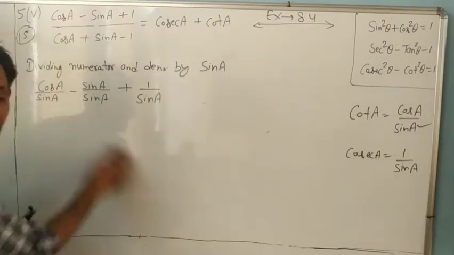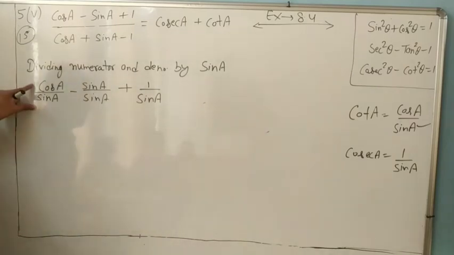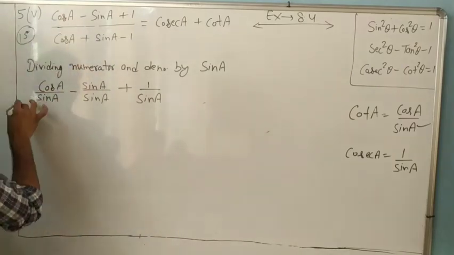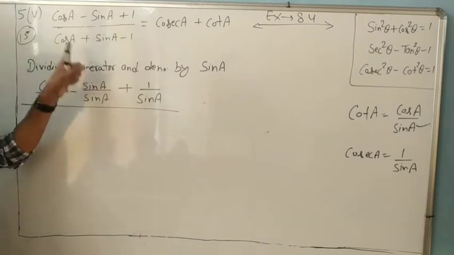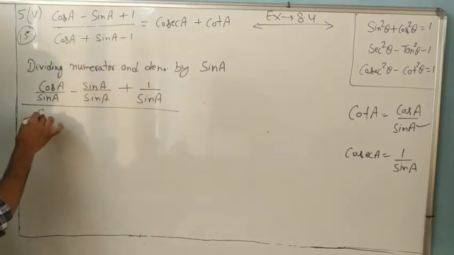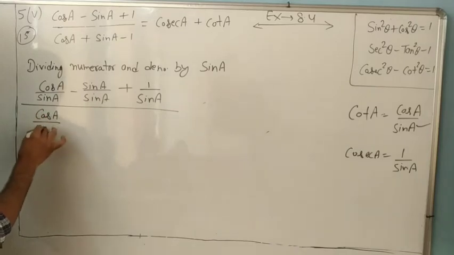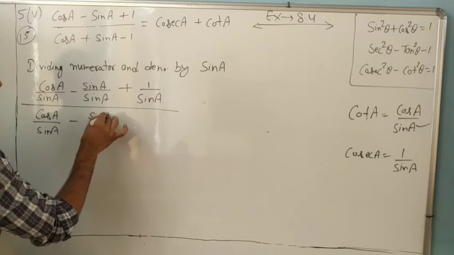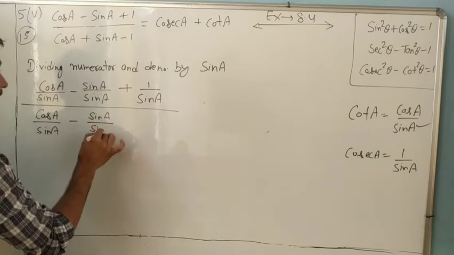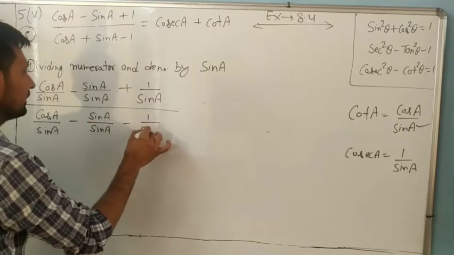Same as it is here. We have to divide; here we divided only the numerator. Now this big sign, the fraction bar. Now dividing the denominator by the same number, sine a: cos a divided by sine a plus sin a divided by sin a minus 1 by sin a.